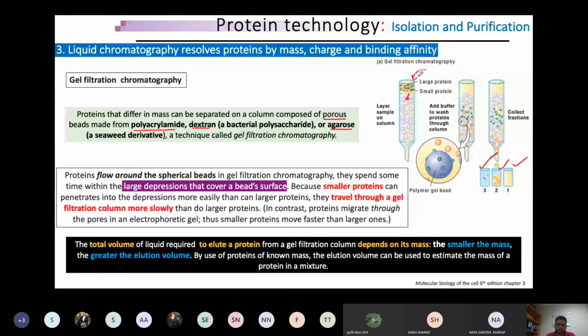In order to release all these protein molecules, you add enough amount of buffer. So you use the buffer. The first run of buffer releases larger protein molecules. The second run, with even more buffer, releases medium size proteins, and with even more buffer, smaller size proteins.